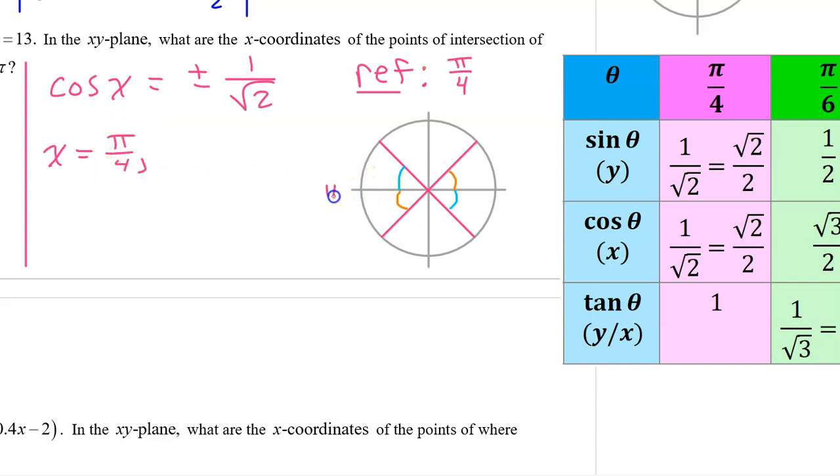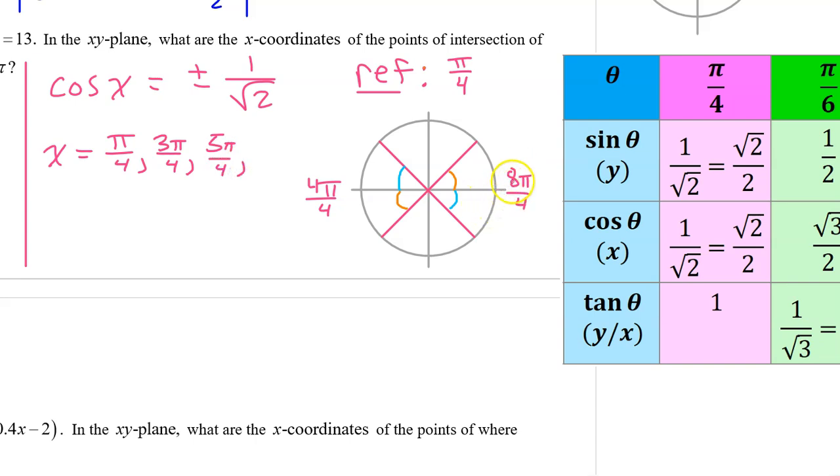We can think of pi as 4 pi over 4. So the angle in the second quadrant with a reference angle of pi over 4 is pi over 4 less than 4 pi over 4. That's 3 pi over 4. The angle in the third quadrant with a reference angle of pi over 4 is pi over 4 more than 4 pi over 4. That's 5 pi over 4.